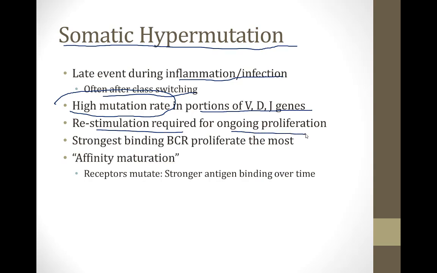So what is going to happen is, as the B cell proliferates during an infection, mutations will occur in the V, D, and J gene. Only the strongest binding B cell receptors will lead to the most proliferation. The result is that over time you get stronger and stronger binding of the B cell receptors and the antibodies. This is a process called affinity maturation. The receptors mutate and you get stronger antigen binding over time.